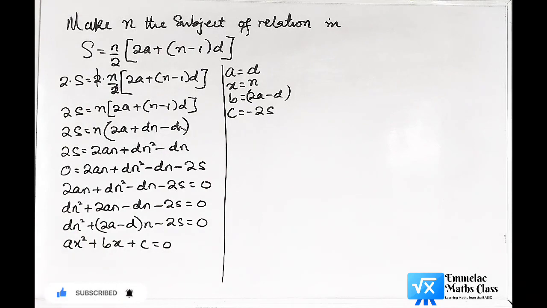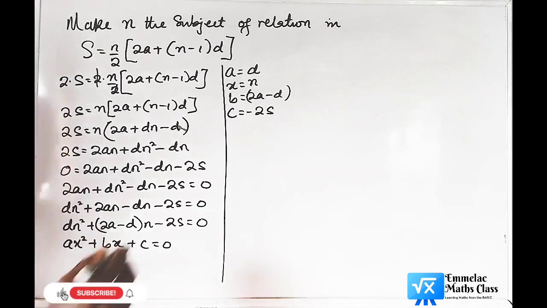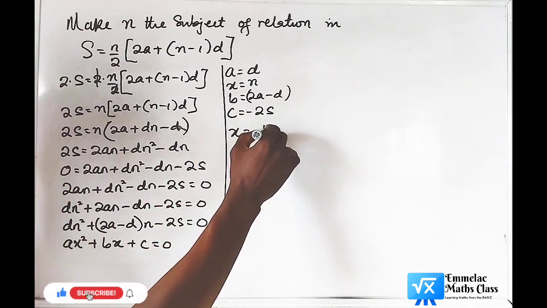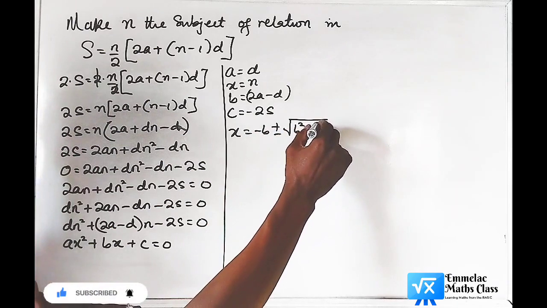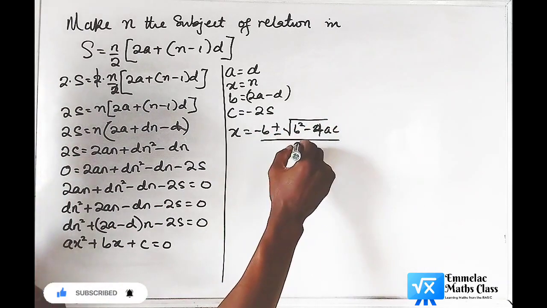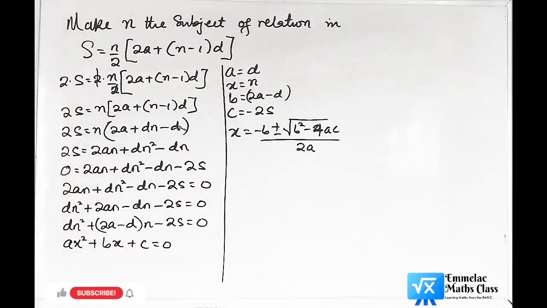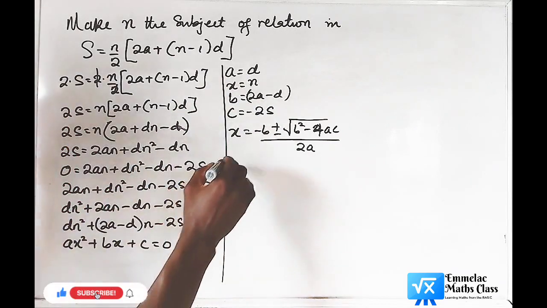Now the options that we can use to get the expression for x, which is n here, will either be factorization or completing the square method. But looking at this, it is not factorizable, so we'll make use of the almighty formula. And by the almighty formula, we have that x equals negative b plus or minus the square root of b squared minus 4ac all over 2a.